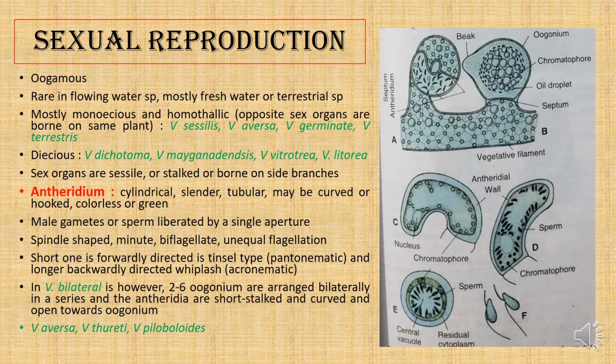So the sexual reproduction is oogamous, which means that the sex gametes are physically and physiologically different. They are different in their size, shape and also physiology. Such type of reproduction where the gametes are of unequal shape, size and physiology is oogamous type of reproduction. This type of sexual reproduction is very rare in flowing water species, which means that it occurs mostly in still water or in terrestrial species. They occur mostly in terrestrial species and freshwater species when the water is very still.